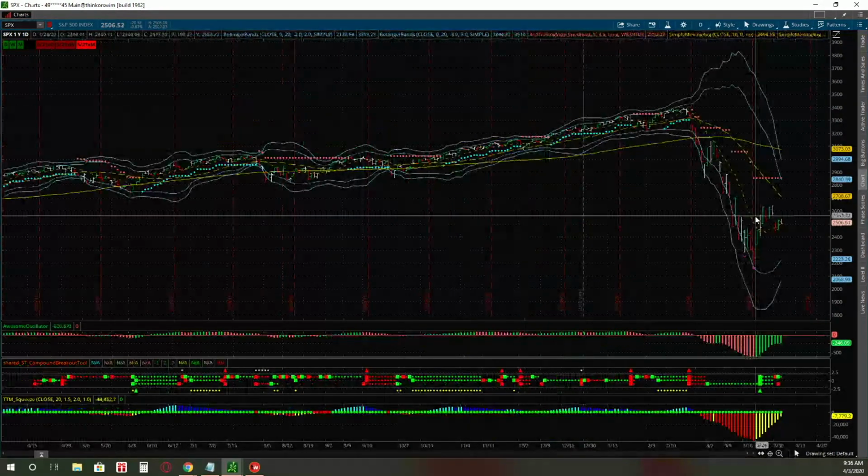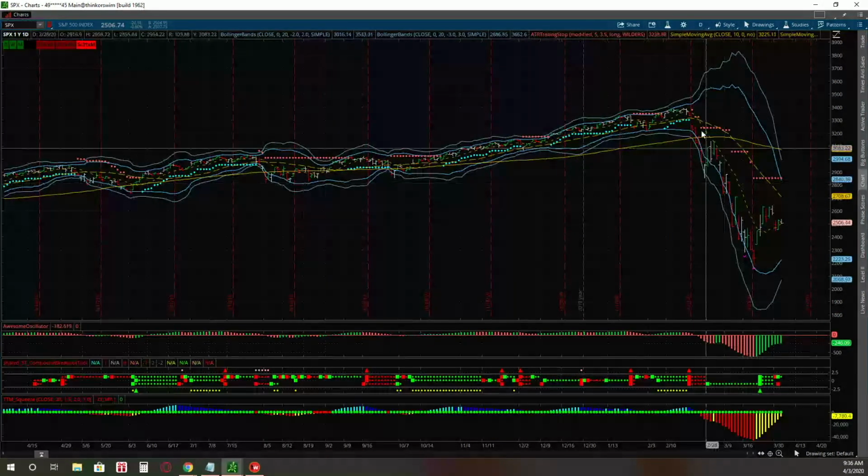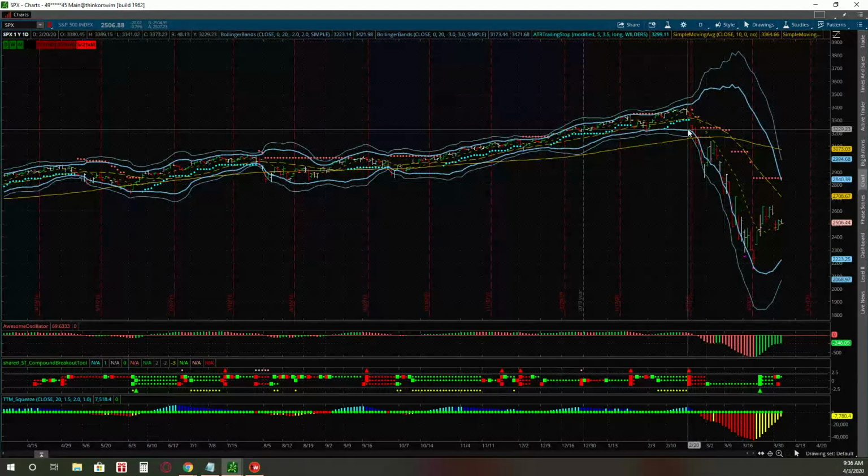plot the midline. The reason why I don't plot the midline is because I like my simple moving averages in there. That's what I mainly use. So the midline to me just gets it a little bit more cluttered, so I don't pay attention to it as much for myself. The reasons why I use the Bollinger Bands.